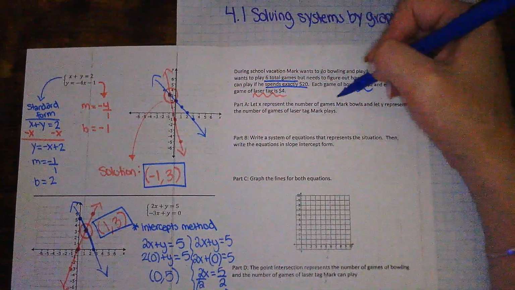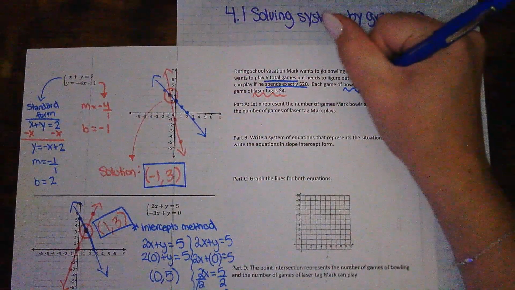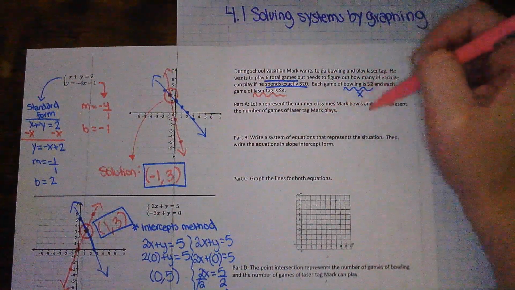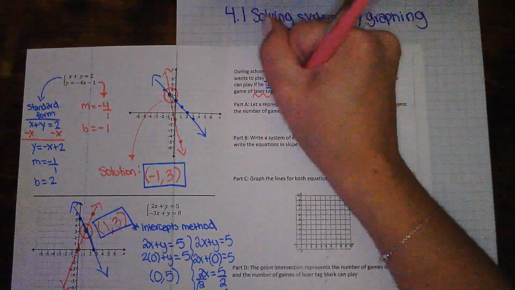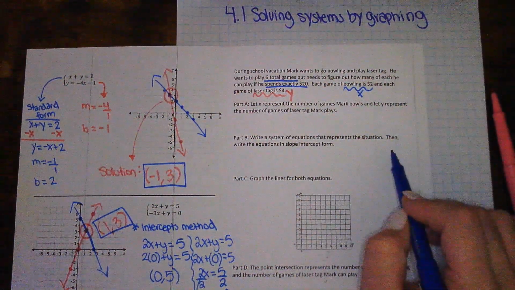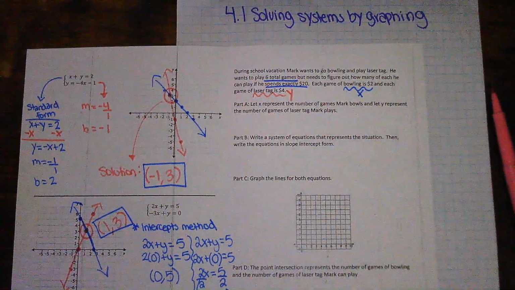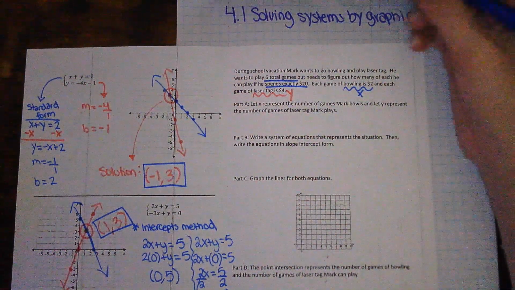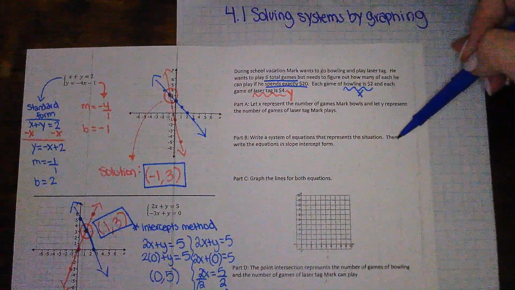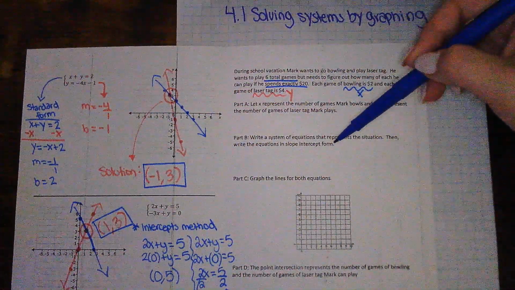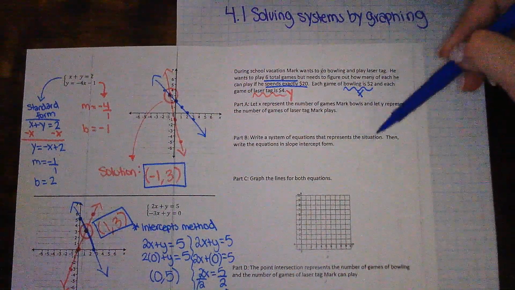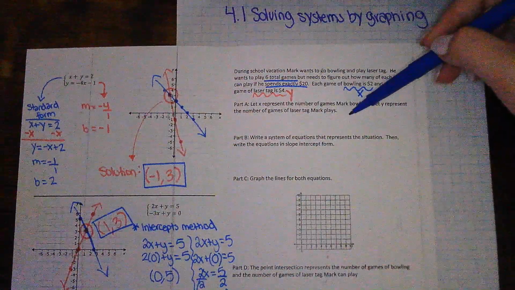Let X represent the number of games Mark bowls. Okay, so bowling is X. And let Y represent the number of games of laser tag Mark plays. So laser tag is Y. Write a system of equations that represents the situation, and then write the equations in slope-intercept form. So this is kind of giving us a hint as to what to do already. It says write the system, then convert the equations to slope-intercept form. So this is kind of a hint that we're going to write our original equations in standard form.